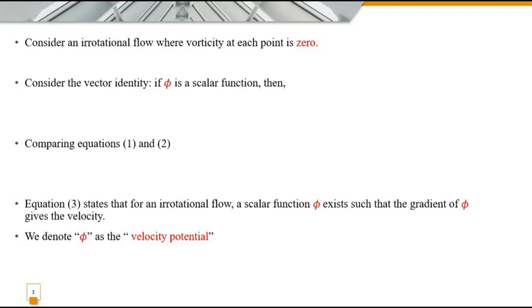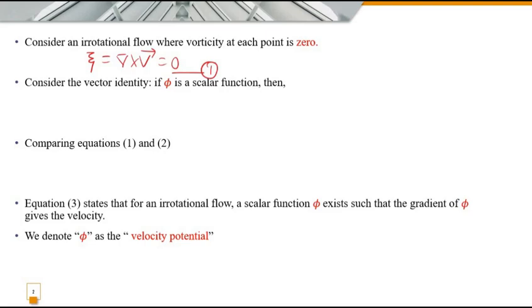Let us consider an irrotational flow. Now we know how an irrotational flow is defined, right? Irrotational flow is a flow where vorticity at each point is 0. If I want to write that mathematically, we can write it as zeta is equal to curl of velocity is equal to 0. So this is the mathematical form of the irrotational flow. Let us say this is our equation 1.